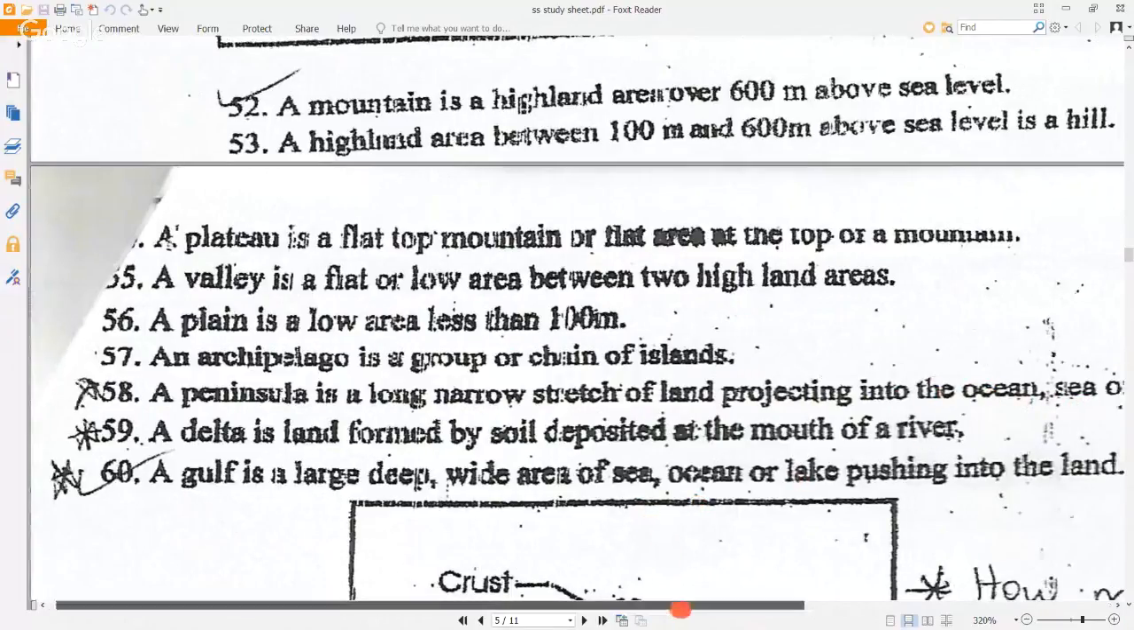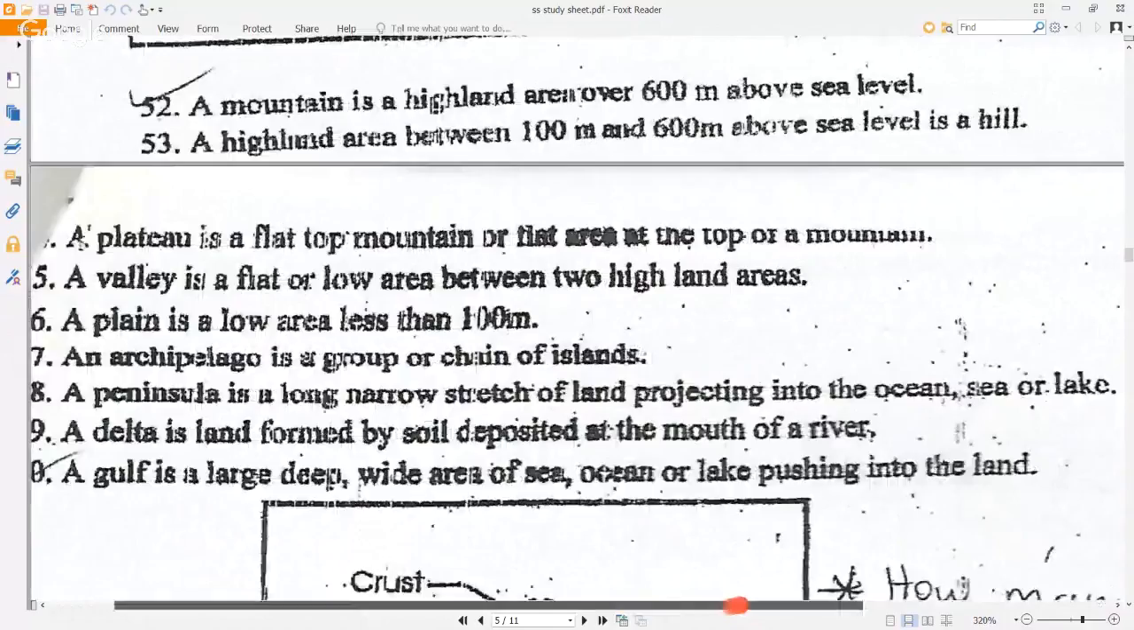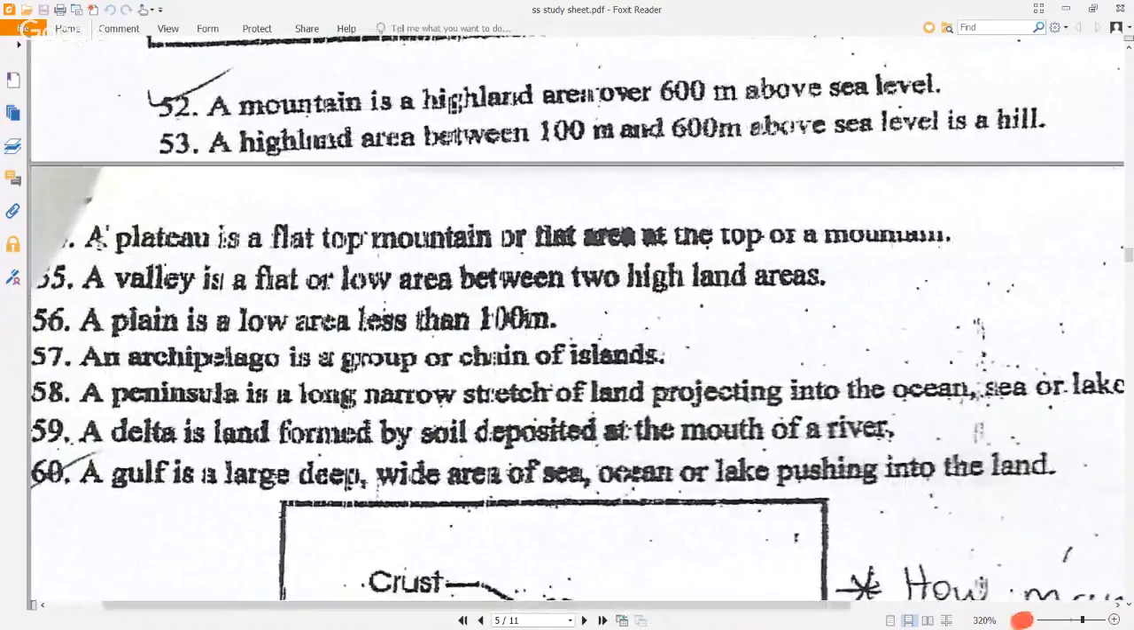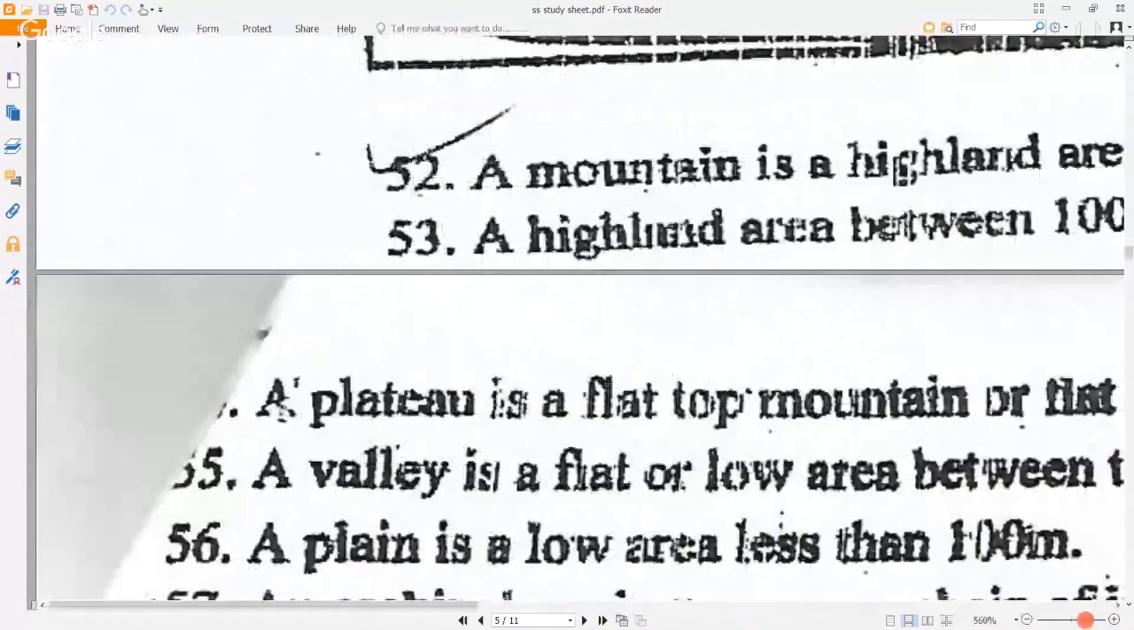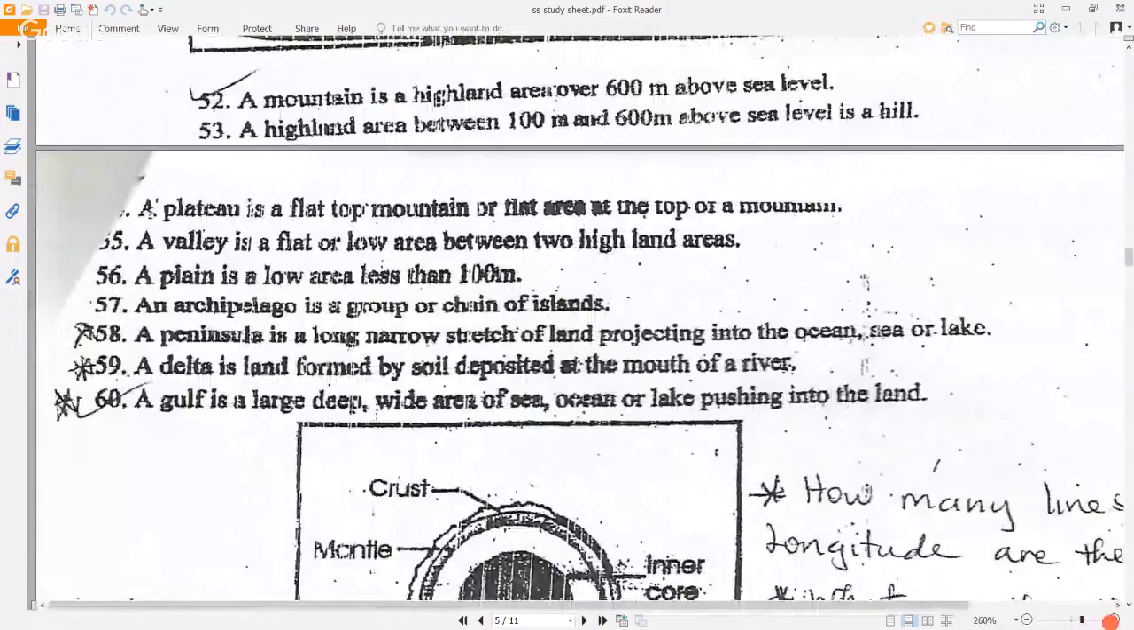Let's see if we have any more. Okay. So, too small. Florida is a good example of a peninsula. So it sticks out. All right. So we have water on the sides. A delta is land formed by soil deposited at the mouth of a river. So Bangladesh is a good place to look for a delta system.